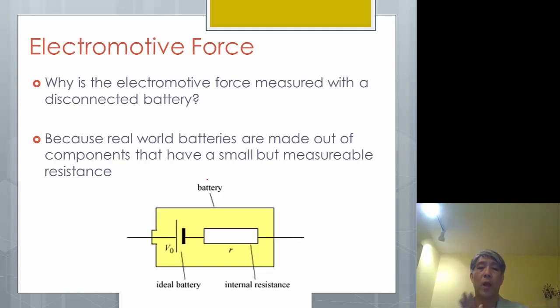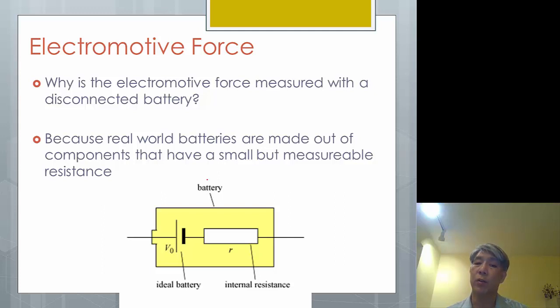Okay, so electromotive force. Why do we measure the electromotive force with a disconnected battery? The electromotive force is measured with a disconnected battery because if I have current running through that battery, it also has internal resistance. That internal resistance exists because of the metals and the chemicals used. Remember, we've already seen that a real-world wire has resistance because it's made of metal. Same with the battery. Those pieces of metal represent the internal resistance.